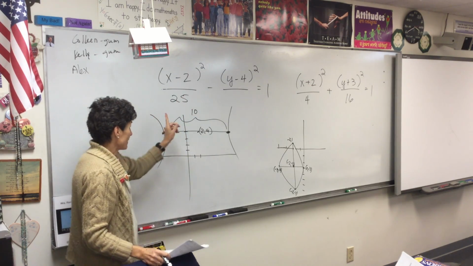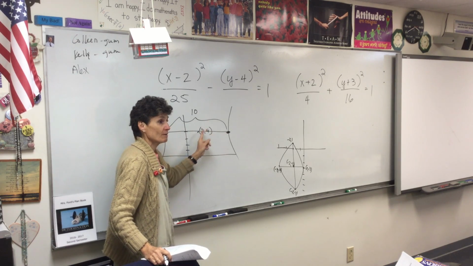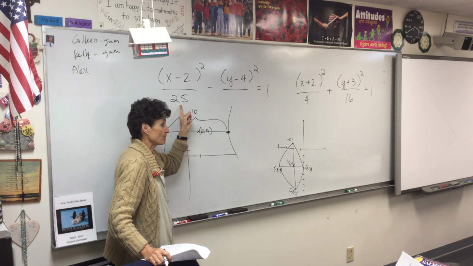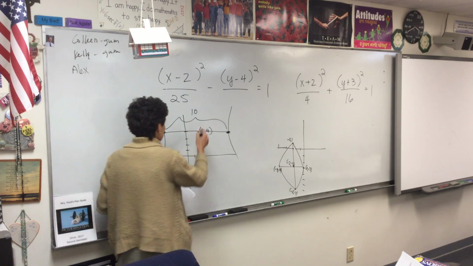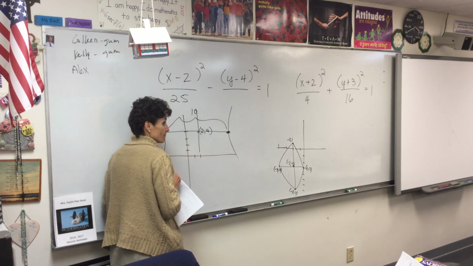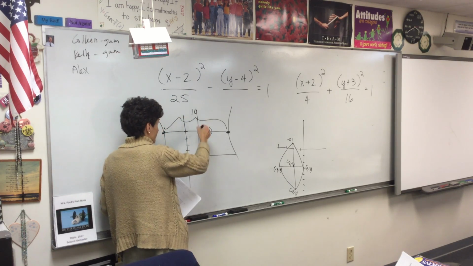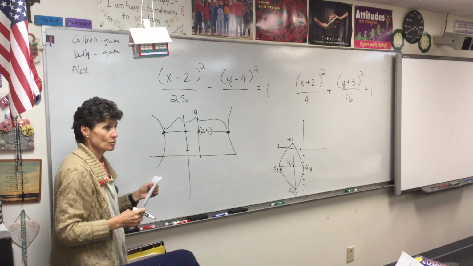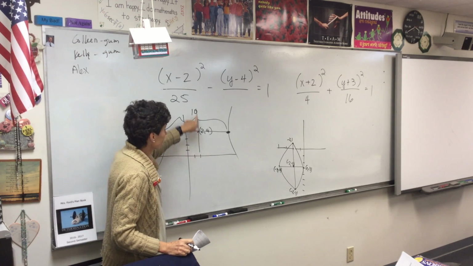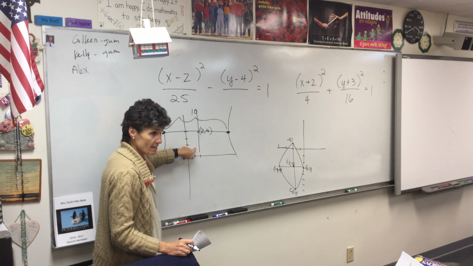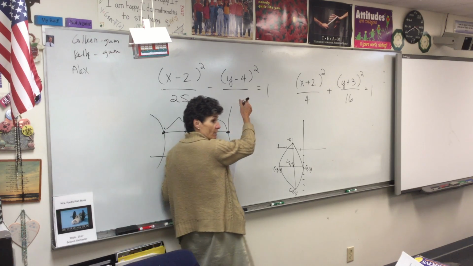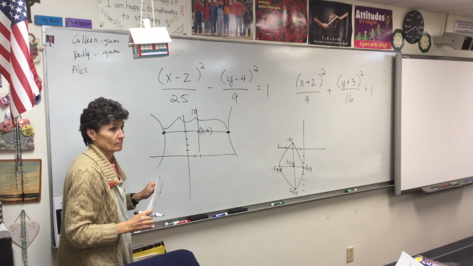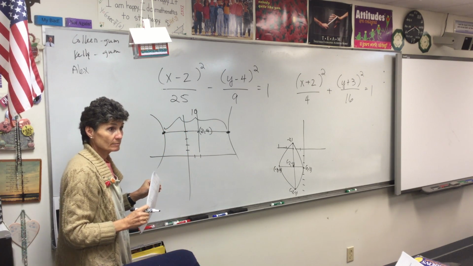Remember, if that's 10, that means you're going back and forth 5. So 5 squared is the number that goes here. Now the conjugate axis, which is the other one, the one you would build the box around, is 6 units long, which means we're going up and down 3, which means under Y we have a 9. Everybody okay?